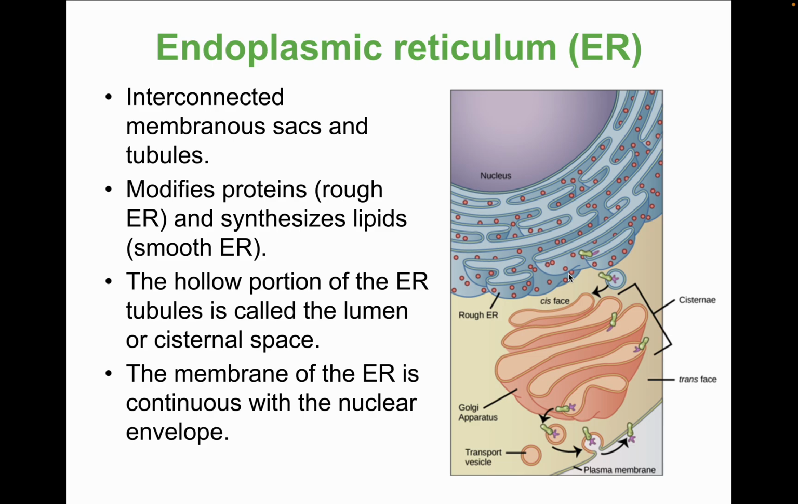The hollow portion of the ER is called the lumen, or cisternal space, and the membrane of the ER is continuous with the nuclear envelope, which means, as you can see here, this nuclear envelope surrounds the nucleus, and it comes off and is linked to this entire maze of ER.